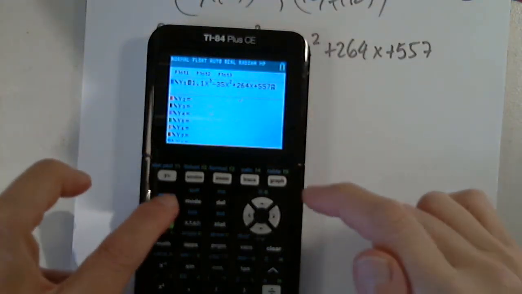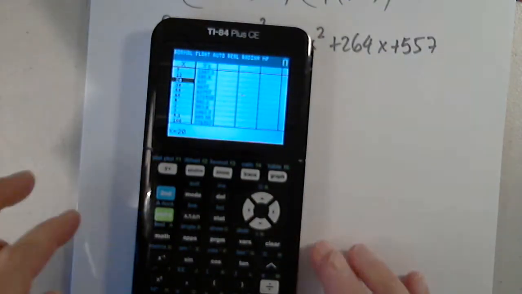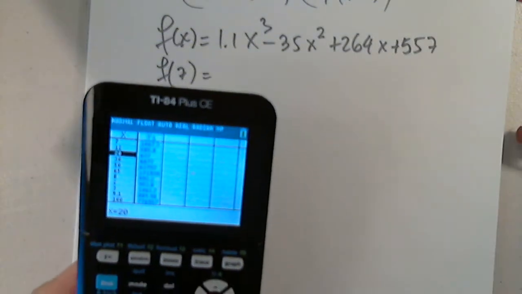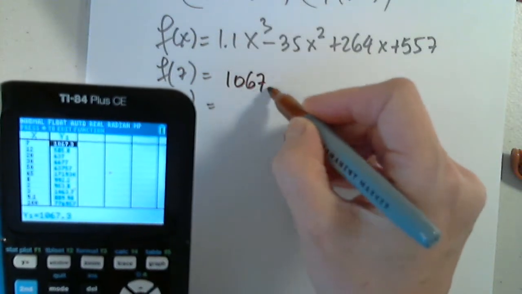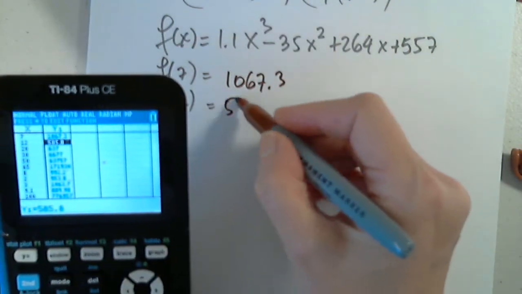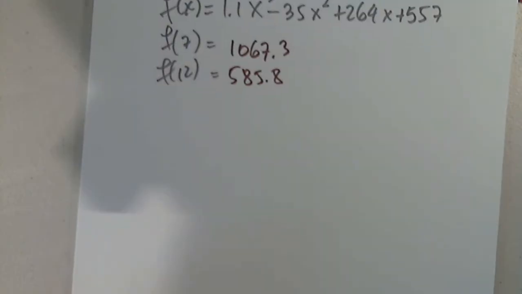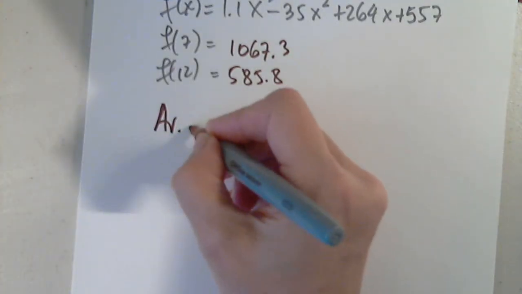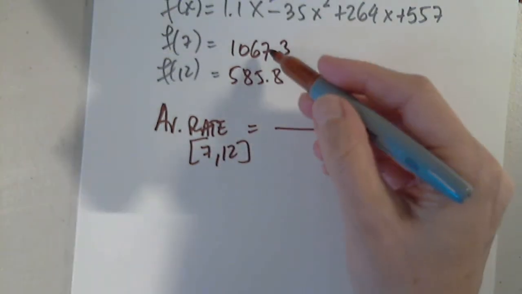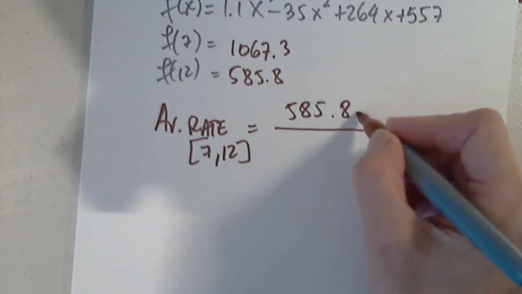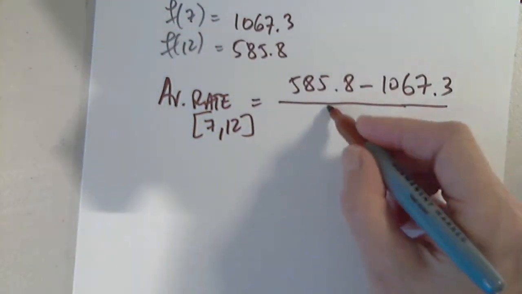If we do, then we go to second and table, and I will immediately plug in 7 and 12. 7, enter, 12, enter, and it's done. And I will highlight to see this is 1067.3, and the other one is 585.8, as expected, because the slope appears to be negative. So then the average rate between 7 and 12 is y2 minus y1, 585.8 minus 1067.3, divided by 12 minus 7.